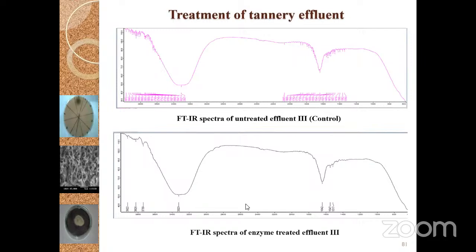Then FTIR analysis was carried out with the effluent of the tannery industries. This is the FTIR spectrum of untreated effluent, which shows that various peaks are there and different types of groups are present. But when we compare this graph with this one, which shows the FTIR spectrum of the enzyme-treated effluent, it shows that there is a removal of different types of groups.